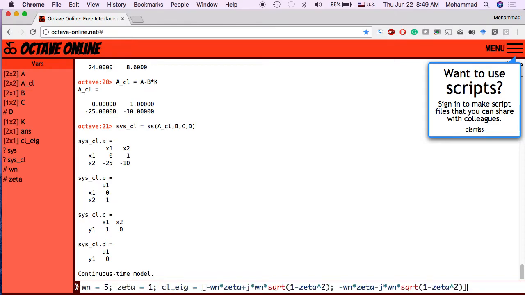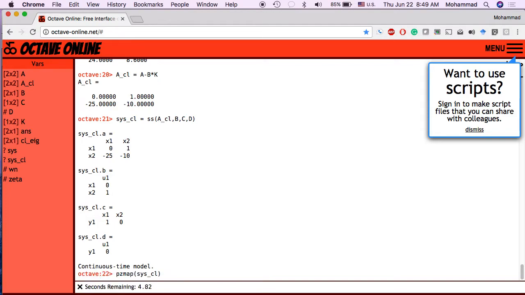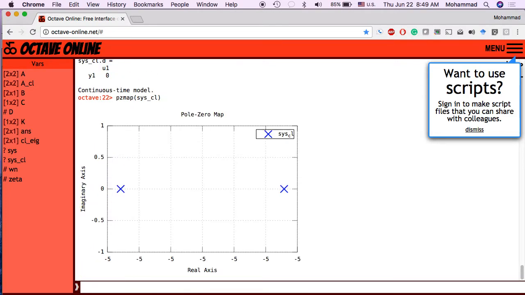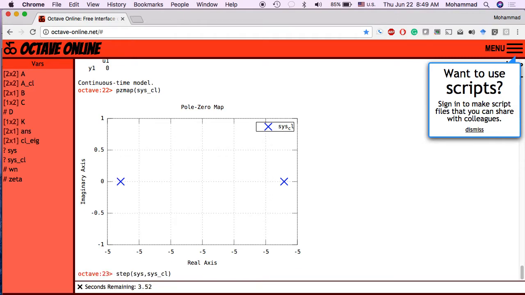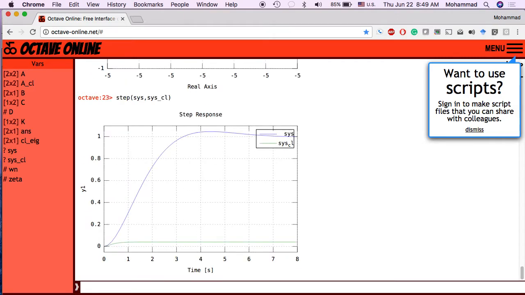And the last step is to look at the response. Or maybe look at the pole zero map to see that they're exactly located at -5, -5. So it basically delivers what we want. And then we can look at the step response. We're going to look at the step response of the open loop next to the closed loop. So you can see closed loop is the green.